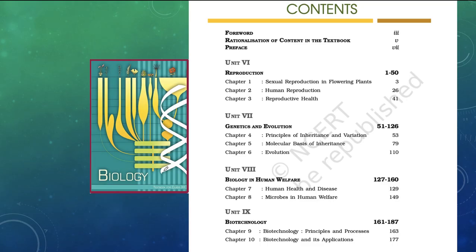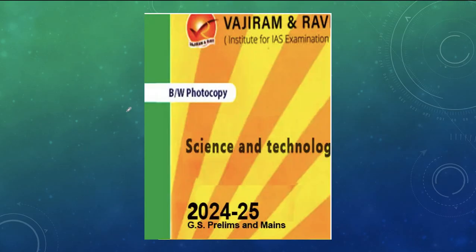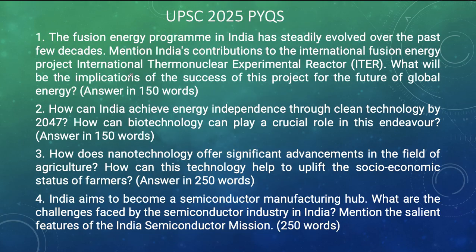For this, the proper source I will be suggesting is, with respect to NCERT, go through the 12th standard Biology NCERT, chapter numbers 8, 9, and 10. And coming to the standard book, you can go through Vajiram Ravi Yellow Book on Science and Technology, which will provide end-to-end information and coverage of the syllabus.